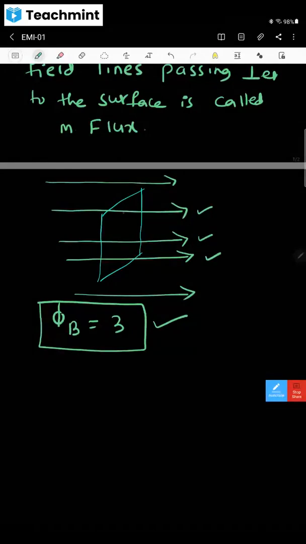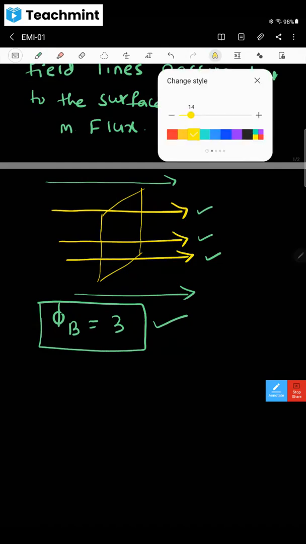Whatever surface is given, through this surface, how many field lines are going? One, two, three. You can see them, right? I have one line here which is passing through the surface, this is the second line, and this is the third magnetic field line passing. So all these three are passing. That's why this is known as magnetic flux. I hope you got it.